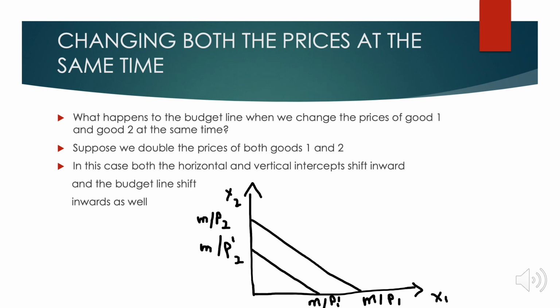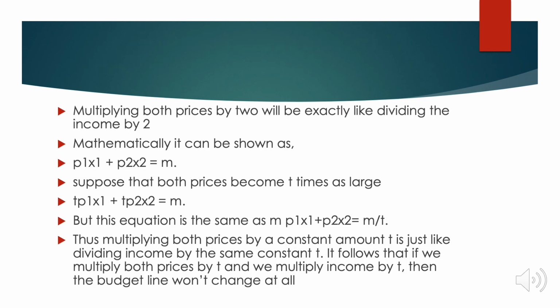Mathematically, it can be shown as P1x1 plus P2x2 is equal to M, the original budget equation. And suppose that both prices become T times as large. Then T P1x1 plus T P2x2 is equal to M. When we take T out, T into P1x1 plus P2x2 is equal to M by T. Thus multiplying both prices by a constant amount T is just like dividing income by the same constant T.